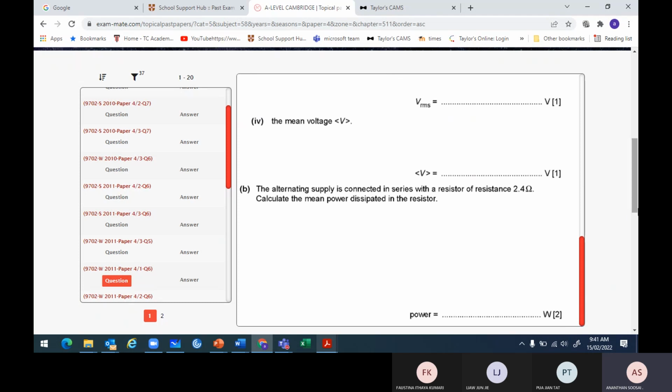Okay, last one, B. The supply is connected in series with a resistor of 2.4 volt. Calculate the mean power. So what formula to use? On top just now they gave the V voltage graph. Power equals V squared over R. You know the R, you know the V. So V squared over R. Which V do you use? RMS of it. So RMS gives the average power.